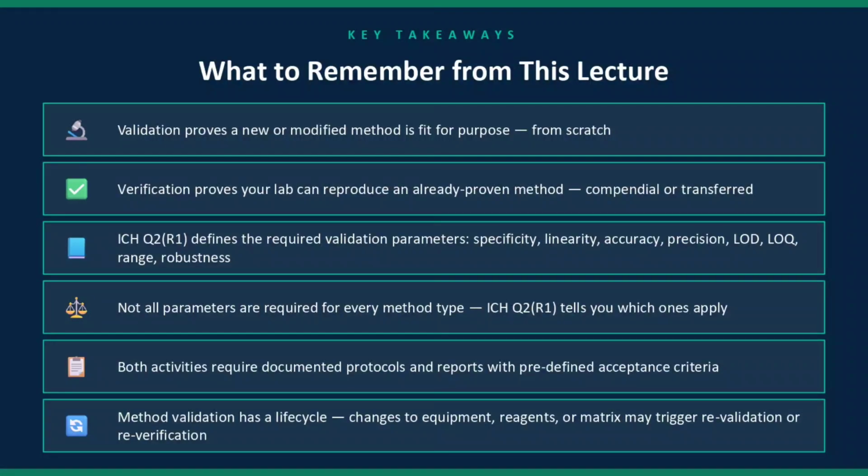Number 4. Not all parameters are required for every method type. ICH Q2(R1) gives you a clear decision matrix based on what the method does. Number 5. Both validation and verification require documented protocols and reports with predefined acceptance criteria. These are regulatory documents. And number 6. Method validation has a life cycle. Equipment changes, matrix changes, and process modifications may trigger revalidation or re-verification. Your change control system should catch these triggers.